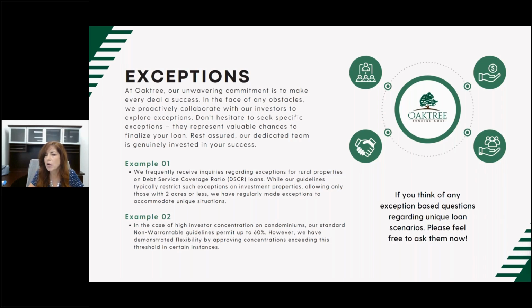If you begin a DSCR loan and discover an issue in underwriting or something that will not work, can you switch gears into asset depletion, no ratio, or something else to make that work, or is the deal dead?